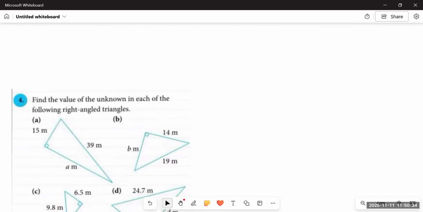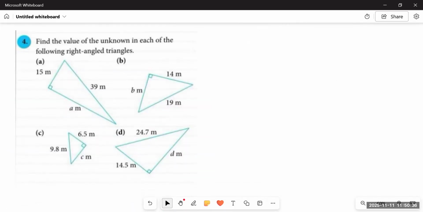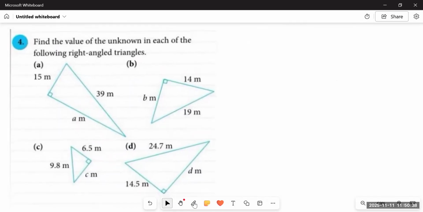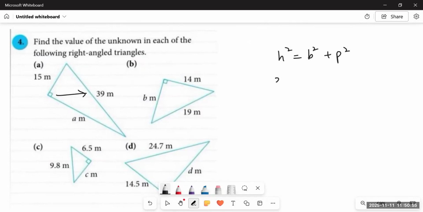Now let's see question number 4. In question number 4, you are provided with different triangles where the hypotenuse is given. As you can see over here in the first triangle, the hypotenuse, the opposite side to the right angle, is given as 39. So we'll use the same formula, that is h square is equals to b square plus p square. The hypotenuse is given as 39 square. Let's say b is a and perpendicular is 15.